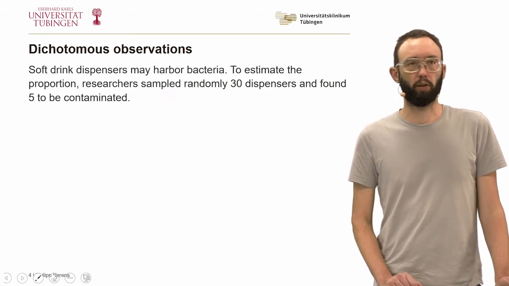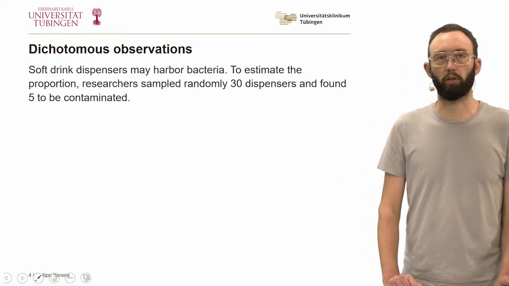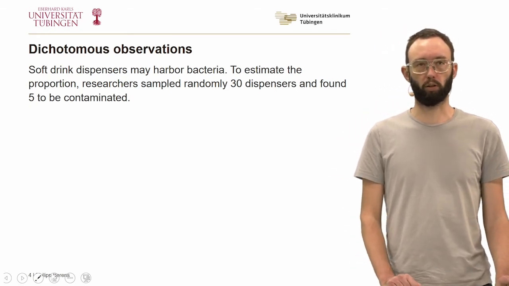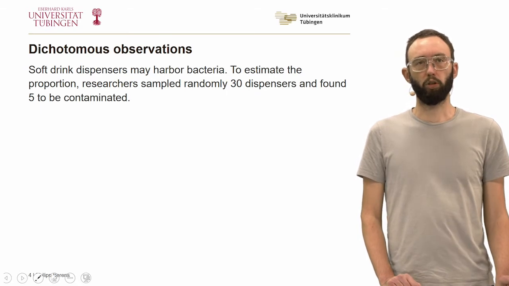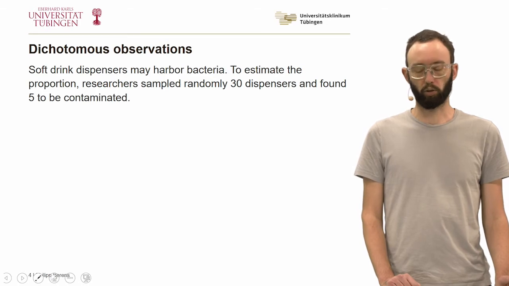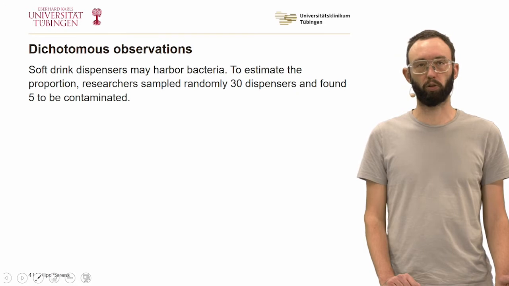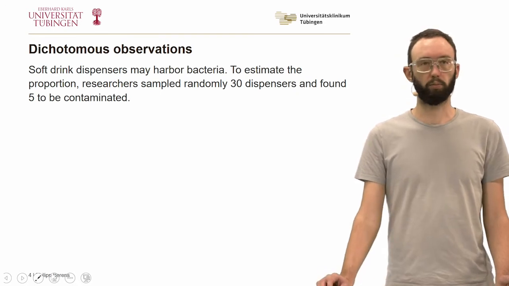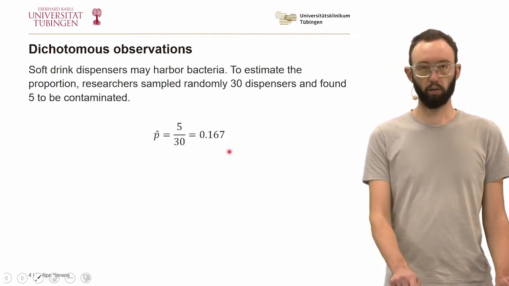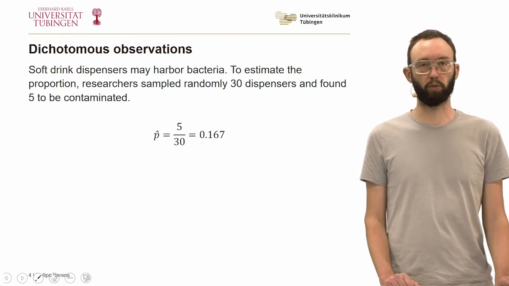Let's look at the following example. Sometimes in soft drink dispensers, you may find bacteria. If you want to estimate the proportion with which that occurs in a study, some researchers sampled randomly 30 of these dispensers, and they found 5 to be contaminated. An obvious estimate of the probability with which this contamination occurs is the following. So our p hat is, like one would compute it intuitively, 5 over 30, or 16.7%.